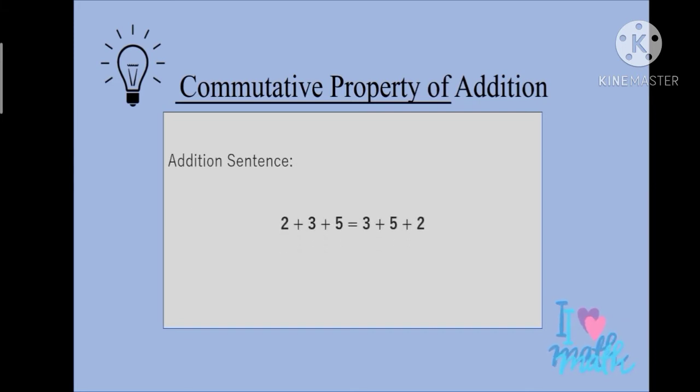Another example. When we say commutative property of addition, it is not only applied to 2 addends. It can be 3 or more. In this example, we have 2 plus 3 plus 5 is equal to 3 plus 5 plus 2. If you can see, there are 3 addends on both sides, and the order of the addends changed. But if you will see the answer, 2 plus 3 plus 5 is equal to 10, while 3 plus 5 plus 2 is still equal to 10. So the sum doesn't change even though the order of the addends changed.